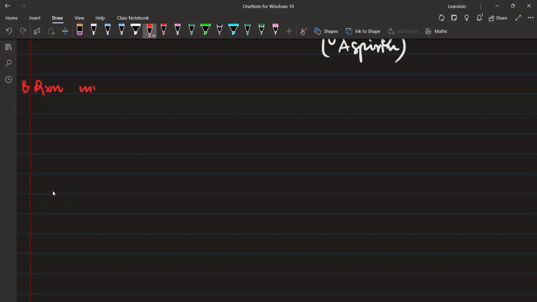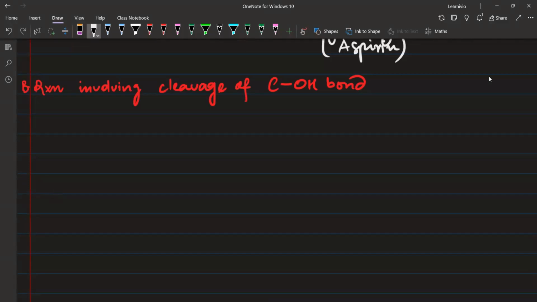Reaction involving cleavage of carbon and the hydroxy group bond. That is C-OH bond. Okay. So in the previous case, we have seen that if the OH bond is very polar, if the OH bond breaks easily, same concept हम यहाँ पे भी लगा सकते हैं.